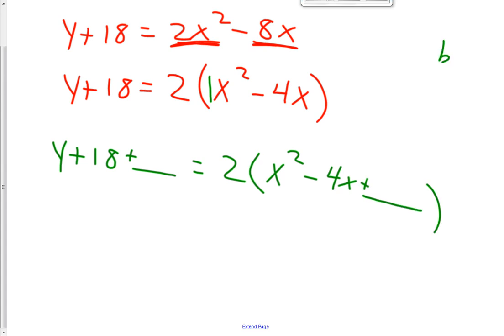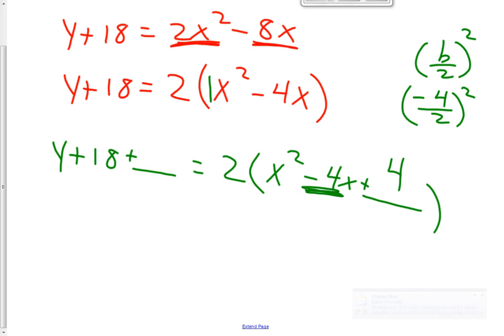The blank is b divided by 2 squared. My b is this value now. It's a negative 4 divided by 2 squared. A negative 4 divided by 2 is a negative 2. A negative 2 squared is a positive 4. So if we add 4 to the right, we got to think we got to add 4 to the left. However, we have to distribute this 2 over here. So we actually added 8 to the right, so we have to add 8 to the left. Please make sure you do not forget that.